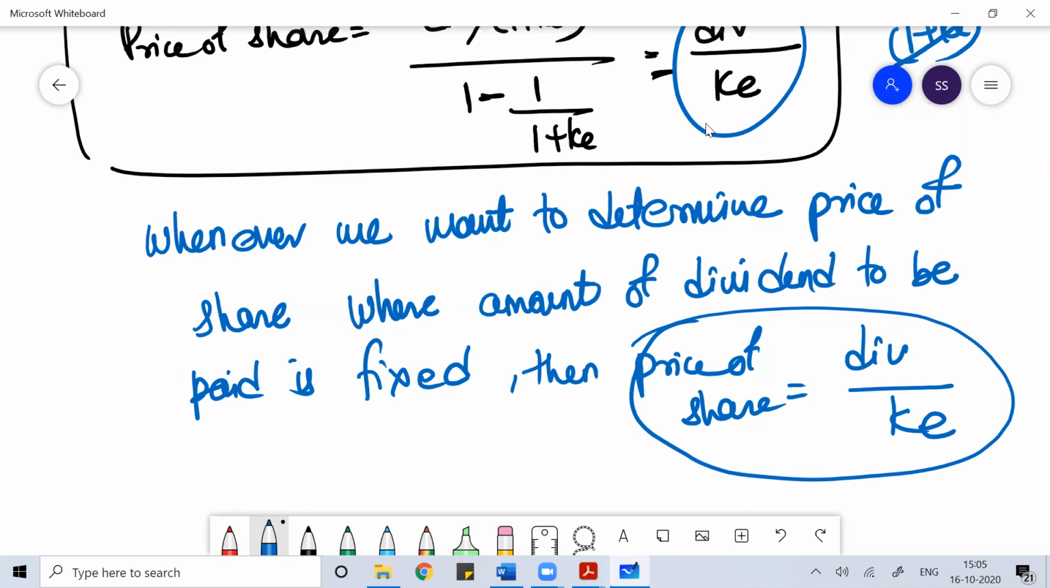You don't have to remember the steps. If you don't understand the maths part of that, that's okay, but you have to remember the formula. Whenever we talk about the dividend discount model, and if the amount of dividend which is paid is fixed, then you calculate the price of the share by this formula: the price of share is equal to dividend divided by the cost of equity. Anyone, any doubt?